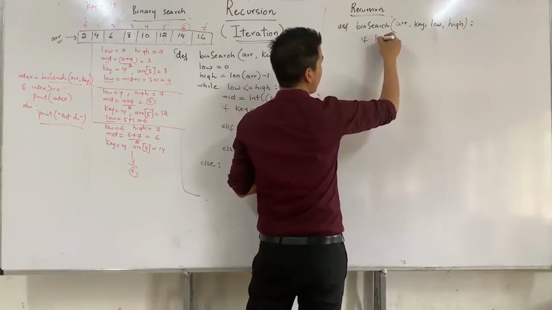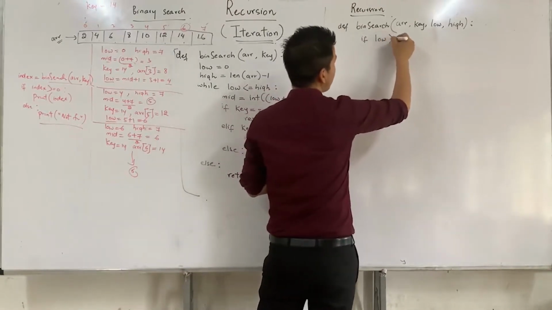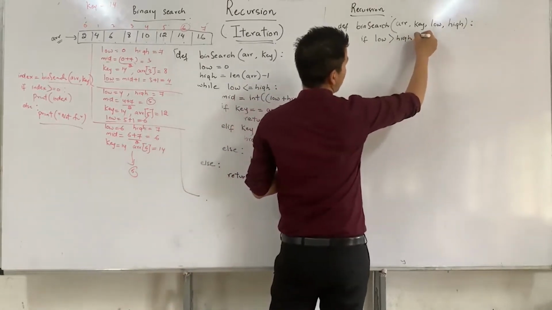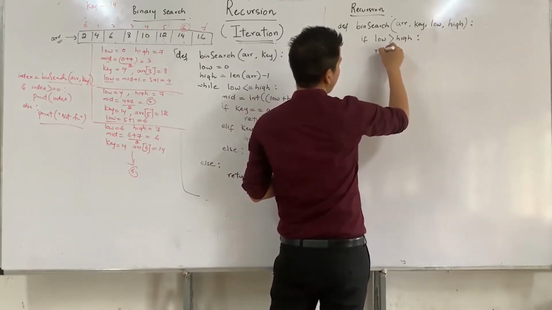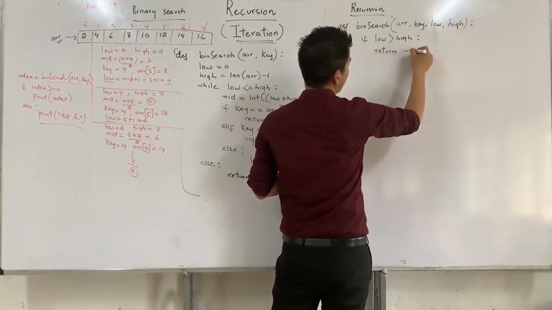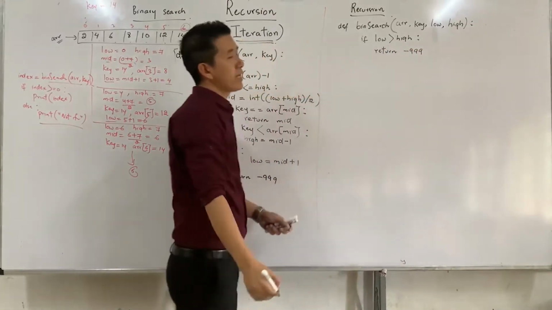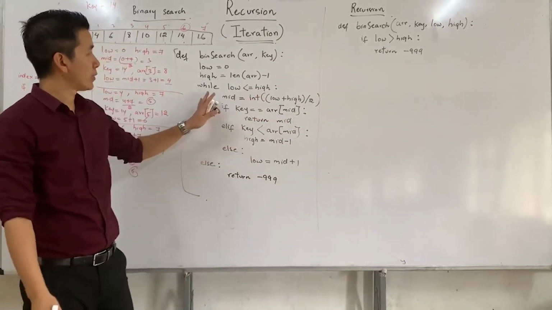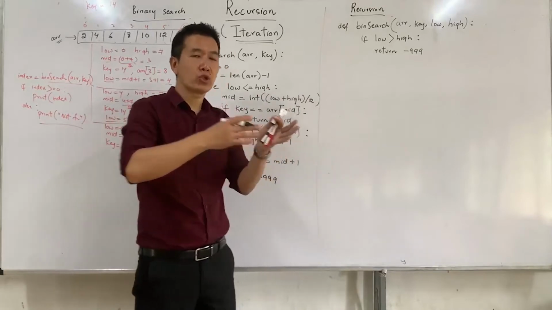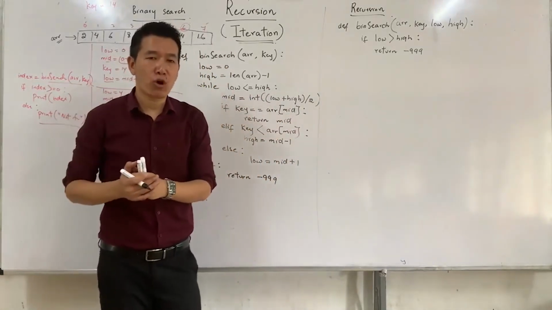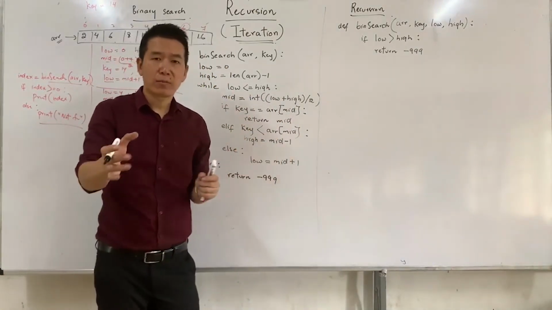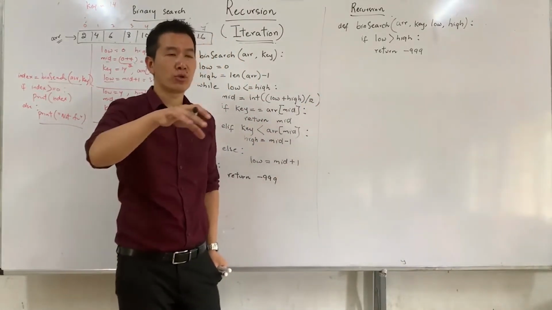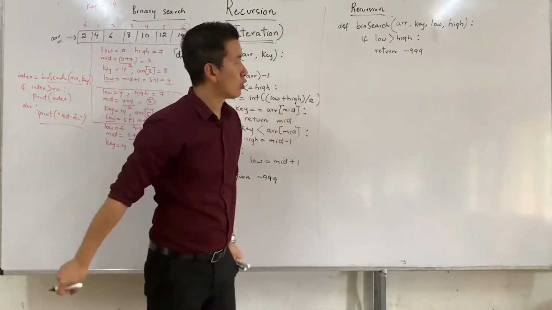And then after this, we now need to check if the value of low is greater than high. If the value of low is greater than high, we need to bring the program to a halt. So straight away, we'll return the value of negative 999. Since we are not going to use the iteration, we should have some way to bring the chain of recursive calls to an end. That's nothing but the base case. So this is the base case which will bring the program to a certain solution.